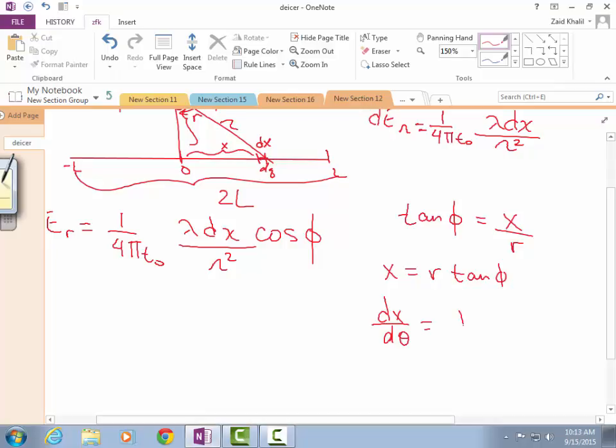So this is equal to r times secant squared. But secant squared is simply 1 over cosine squared. And so now what we have is a relationship we can plug in for dx. So we have dx, sorry, that should be a phi. dx is equal to r d phi over cosine squared phi. Right?